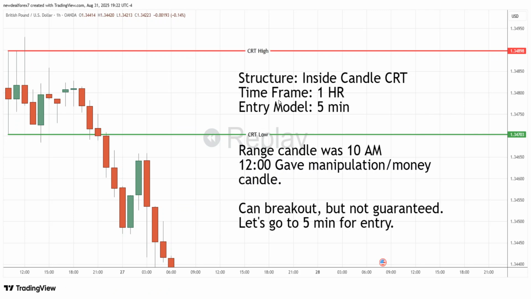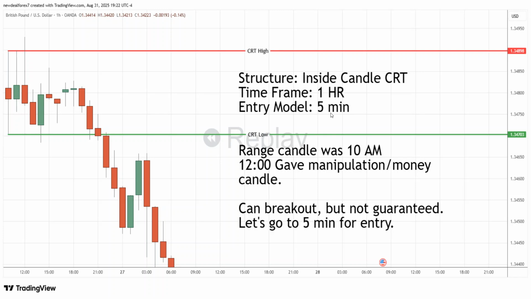But here's the thing. So first off, the time frame is 1 hour. This is the range candle right here, where the top and bottom of the range. And you see here, these candles just kind of dance around a little bit, and then it does break out to the downside. Okay. So the range candle was at 10 a.m. and 12 o'clock gave the manipulation candle, which is right here, third candle, went up, closed inside, right? And while price can break down below the candle range, it's not guaranteed, all right? But this is going to be based on the 1 hour and 5-minute entry model.